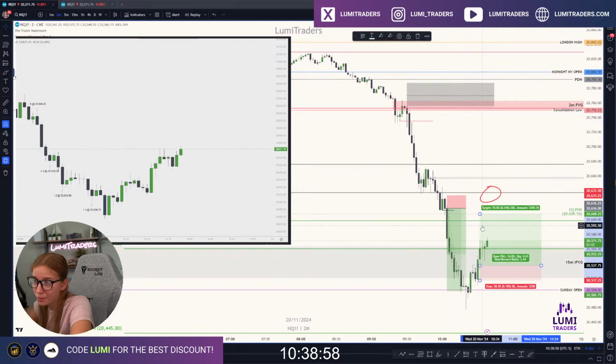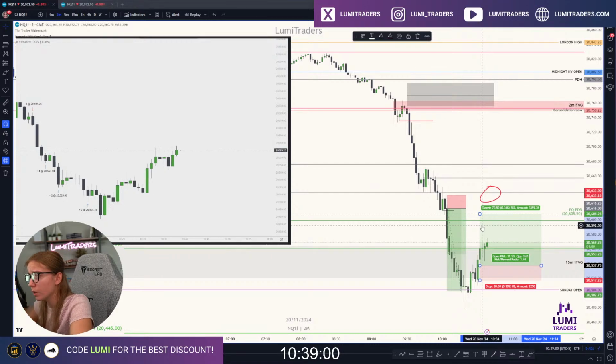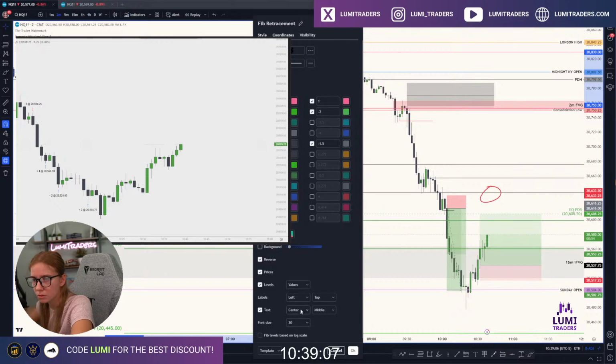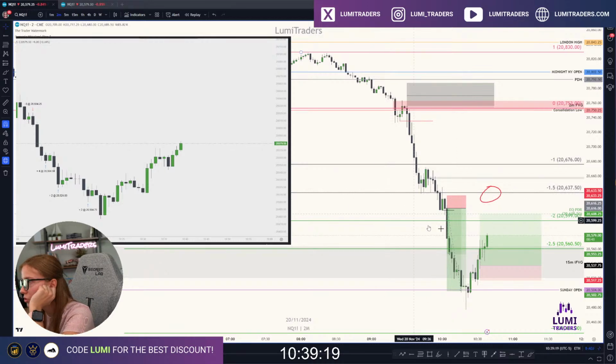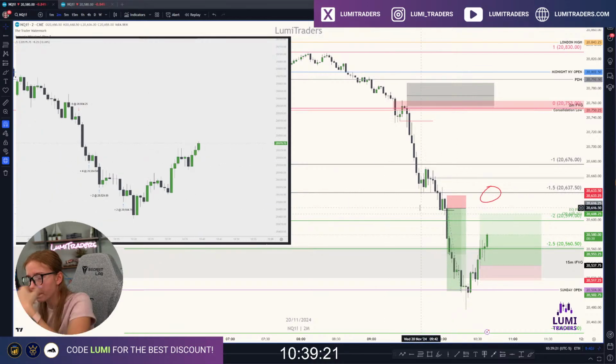But ideally, I would like to aim at this point for this range between 1 and 1.5. Oh, you cannot see this. Let me put this on the side. Much better. I would like to find a fair value gap between this range. But I don't have any fair value gaps even on the 1 minute chart. On the 2 minute chart, let me check this out again.